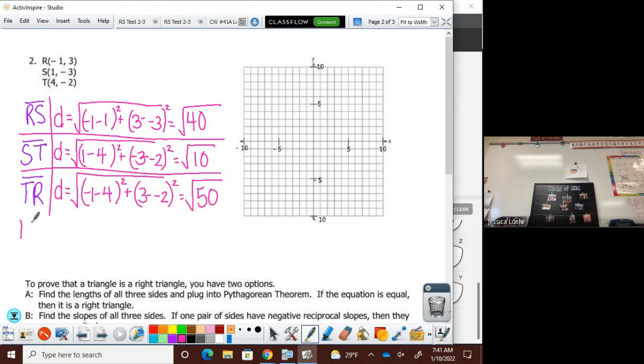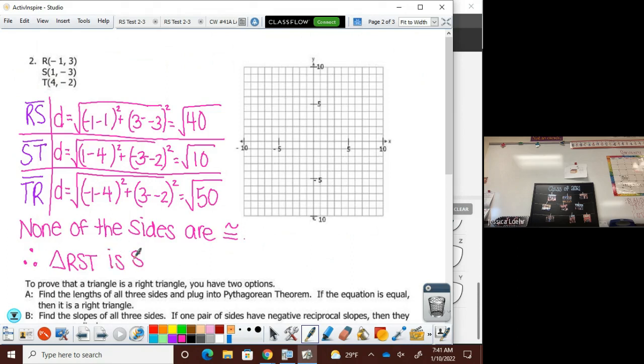So we're going to write that. None of the sides are congruent, or you can say equal, doesn't really matter. So then we're going to say, therefore, triangle RST is scalene. Questions about that? Okay.